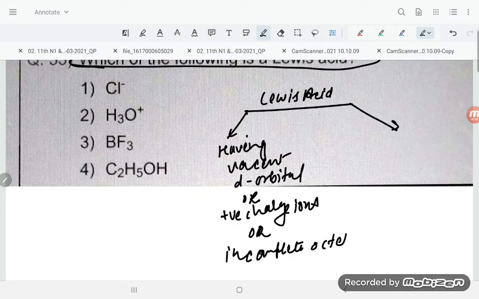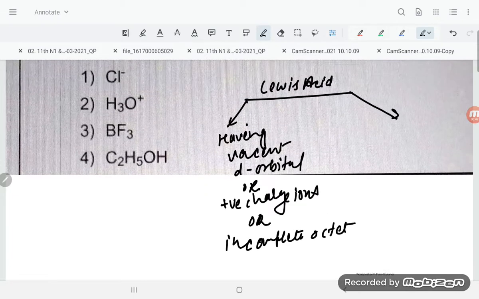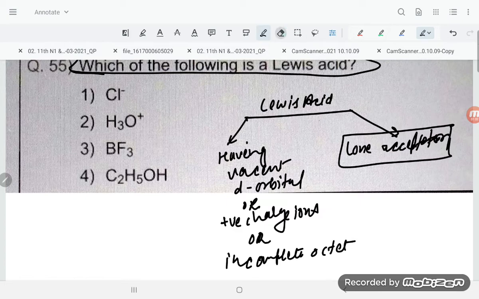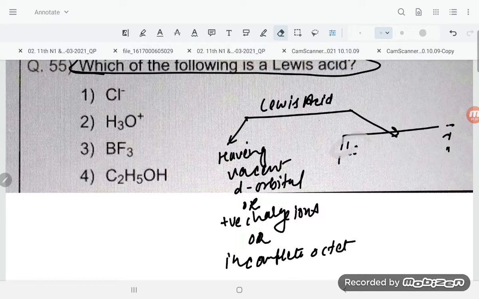So dear student, the Lewis acids are the lone pair acceptors. Overall, they are lone pair acceptors, and that you have to keep in mind. Whatever the Lewis acids are, they must be lone pair acceptors, dear students. So how can you understand this lone pair acceptor, student?